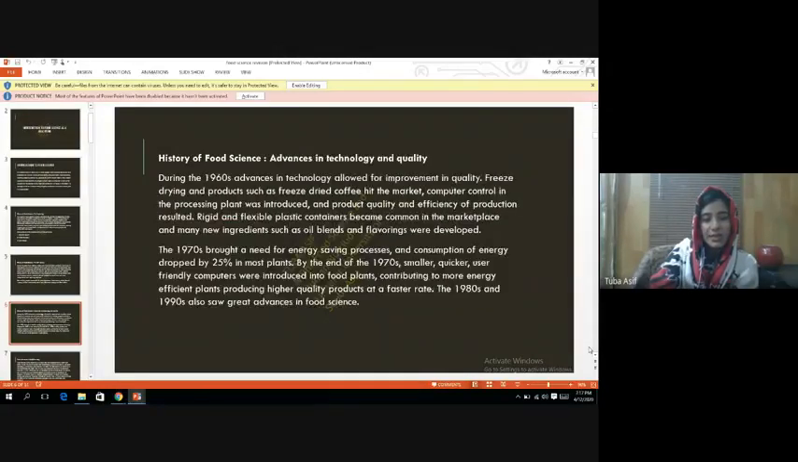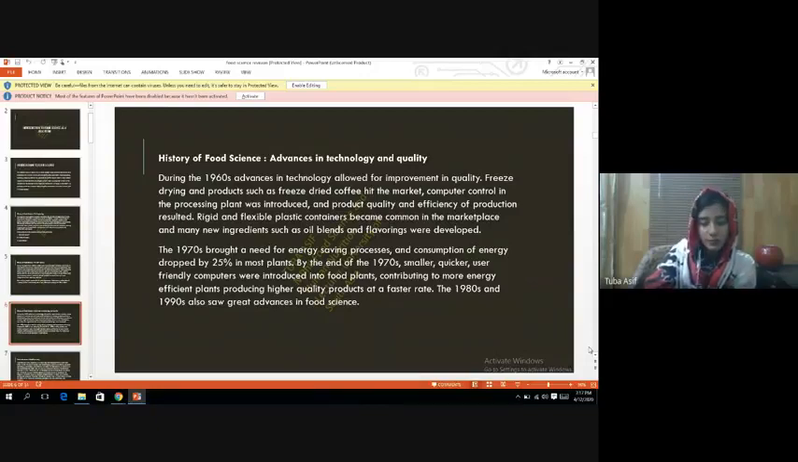During the 1960s, advances in technology allowed for improvement in the quality of food as well. Freeze drying and products such as freeze-dried coffee hit the market. Computer control in the processing plant was introduced, and improved product quality and production efficiency resulted. Rigid and flexible plastic containers became common in the marketplace, and many new ingredients such as oil blends and flavorings were developed.